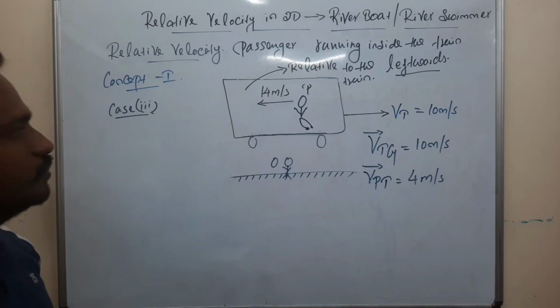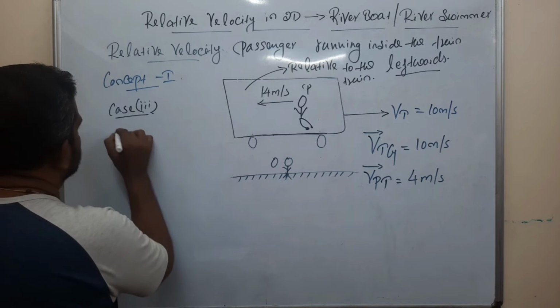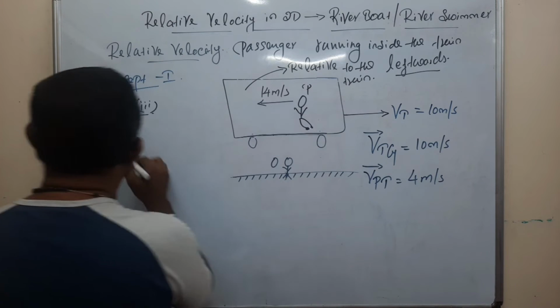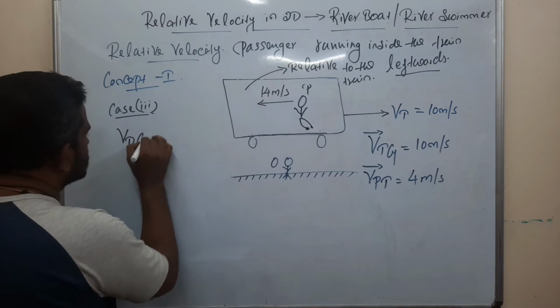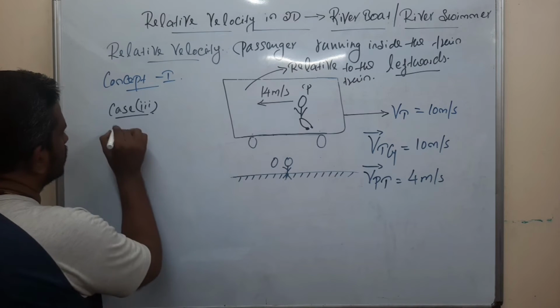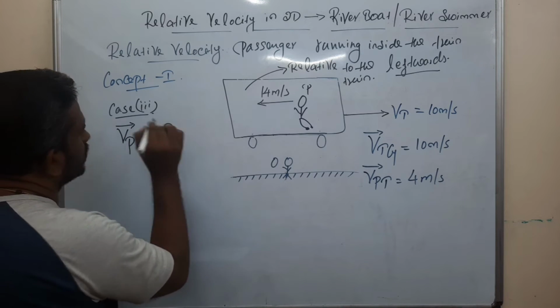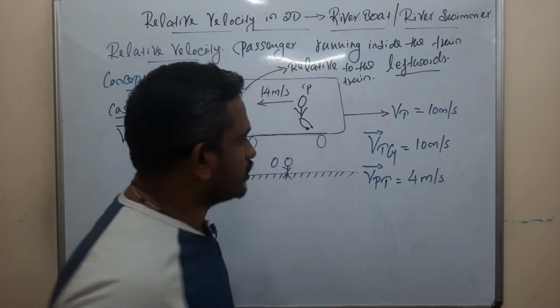Okay, so we have to find what is the velocity of the passenger, velocity of the passenger as seen by the ground. Okay, as seen by the ground, we have to find that. Okay, fine. So come on.